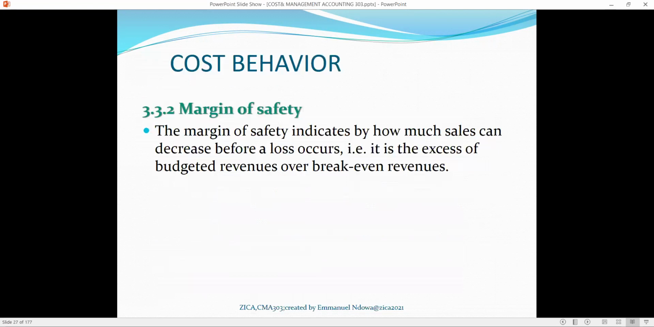So if we can go on to point 3.3.2, we then need to see what we refer to as the margin of safety. What is the margin of safety? You then need to tell the management what the margin of safety means. Because the essence of the cost and management accountant, you are the advisor to the management. The management is looking upon you to make sound decisions for the sustenance of the organization.